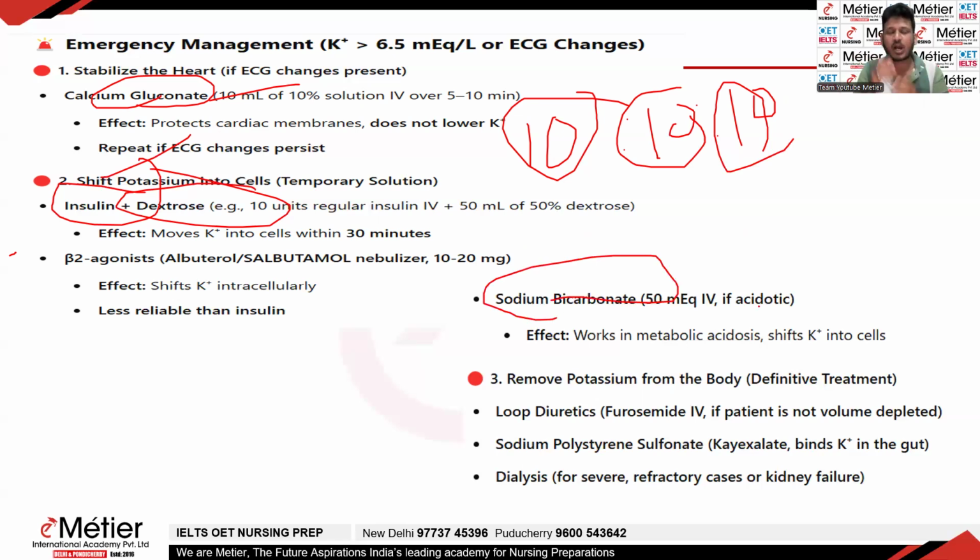Okay, so sodium bicarb is also shifting the potassium from the blood vessel into the cells. And all other managements like loop diuretic, sodium polystyrene sulfonate, dialysis, these are the last management. So on the whole, calcium gluconate is the first one to protect the heart. Second one is insulin plus dextrose. Third one is salbutamol nebulization. Fourth one is sodium bicarb. And the fifth one is loop diuretic, sodium polystyrene sulfonate and dialysis. So these are all the management in order to treat hyperkalemia. So these things also you're supposed to remember.